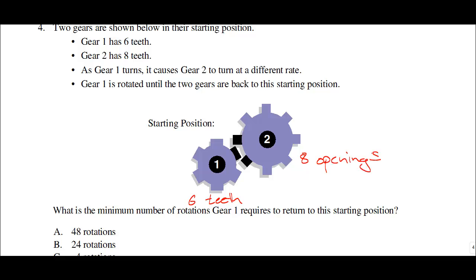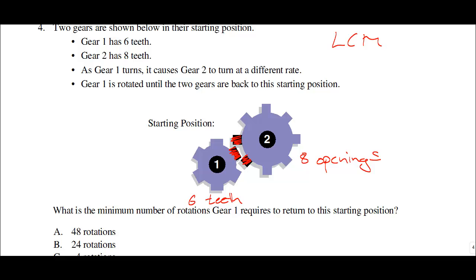Now, what we're trying to do basically is see when this will line up again, because remember the question says, what is the minimum number of rotations Gear 1 requires to return to its original starting position? So the starting position that we had right here, where this black one is in between those two like so. And so basically what they're asking you for here is an LCM question. We want to find the smallest number that both 6 and 8 go into.